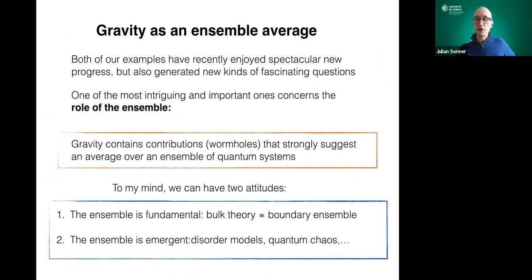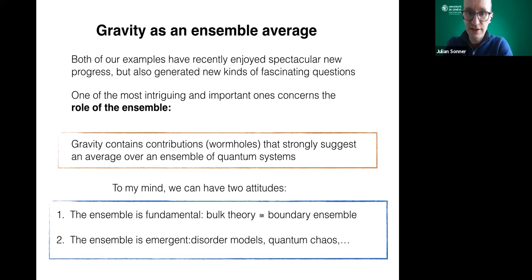Now, actually, just returning to these two examples, the Page curve and the correlation functions. In my opinion, both of these have recently enjoyed really spectacular new progress, but this progress, as so often, also came with new kinds of puzzles, or more positively, fascinating questions. And one of the most intriguing and important ones, to my mind, again, is the role of the ensemble. So this is a completely new thing that has come up, at least in this guise, and namely that it turns out that our holographic description of this process unearths solutions, so-called wormholes, which strongly suggests that there is something strange going on, namely that we average over an ensemble of quantum systems rather than stay within the usual framework of just having one quantum system.